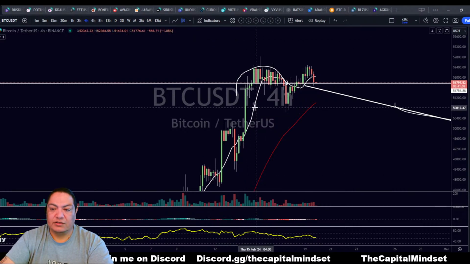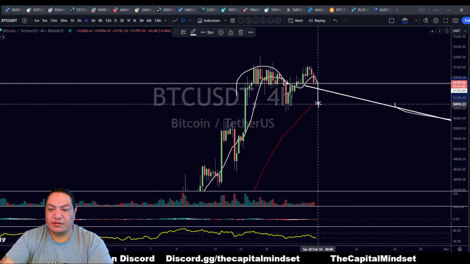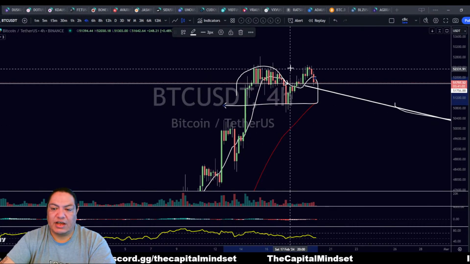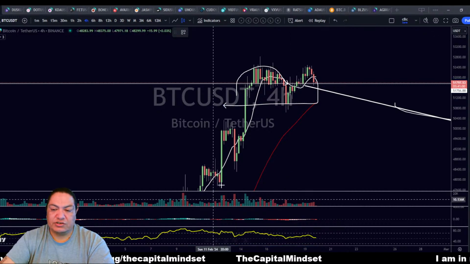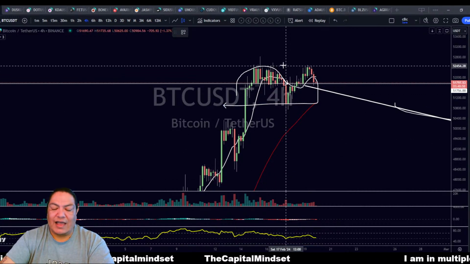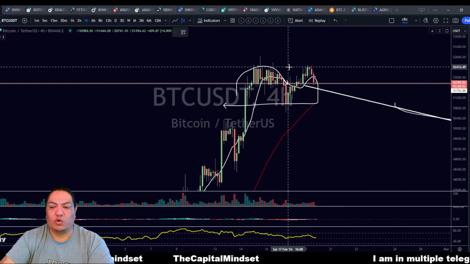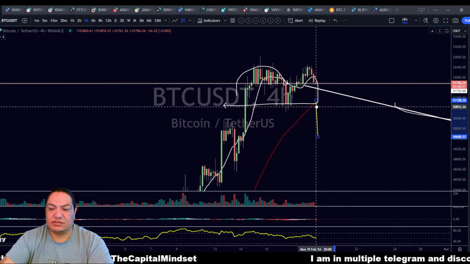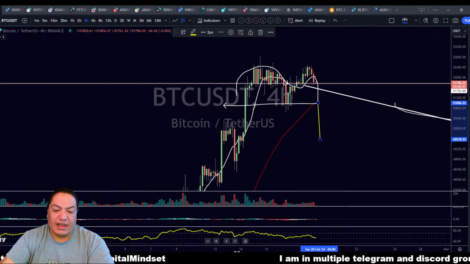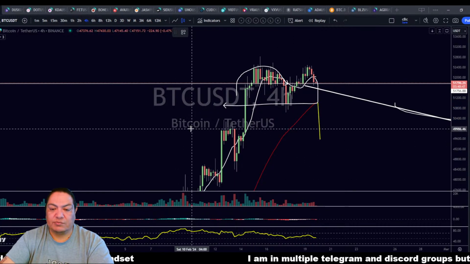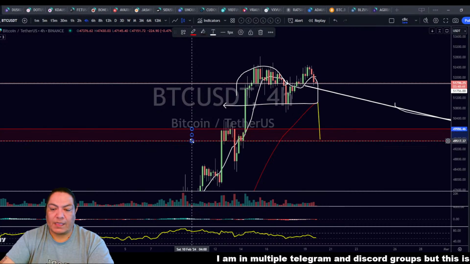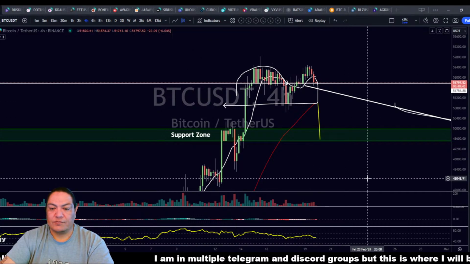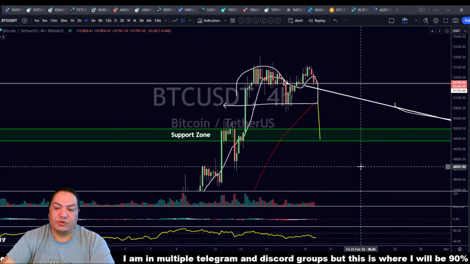So let's try that again. It needs to break this level right there in order for your double top, which you can get your measured move. I don't really like doing the wicks. I like doing more of a conservative measured move to the neckline. Then you move it down. You're looking at possible support right here. This is your possible support, and that would be the measured move.